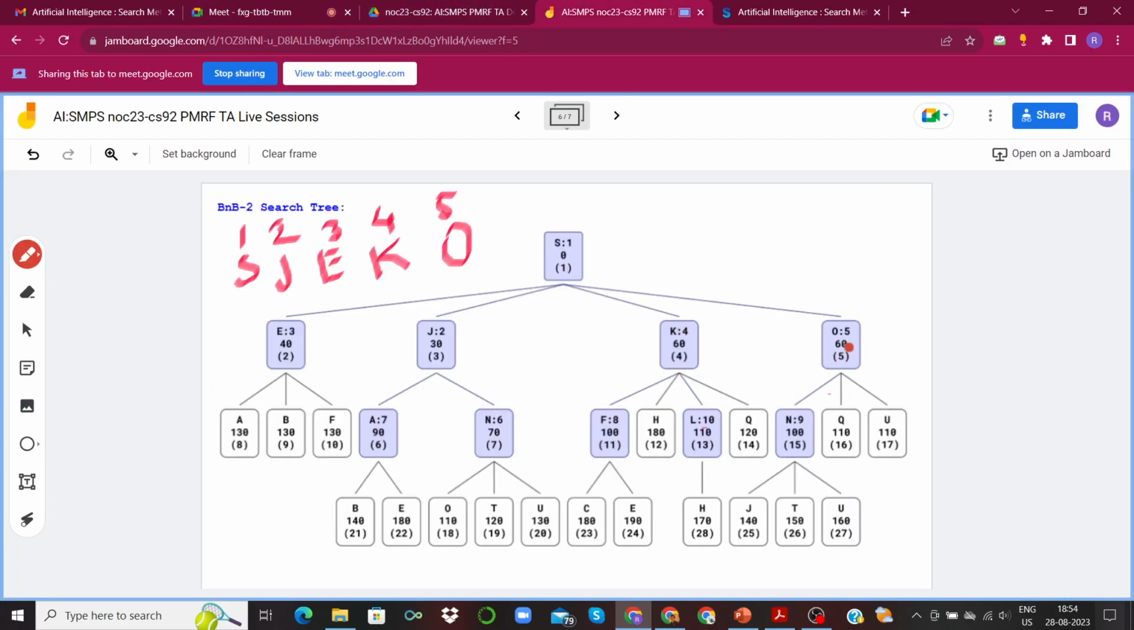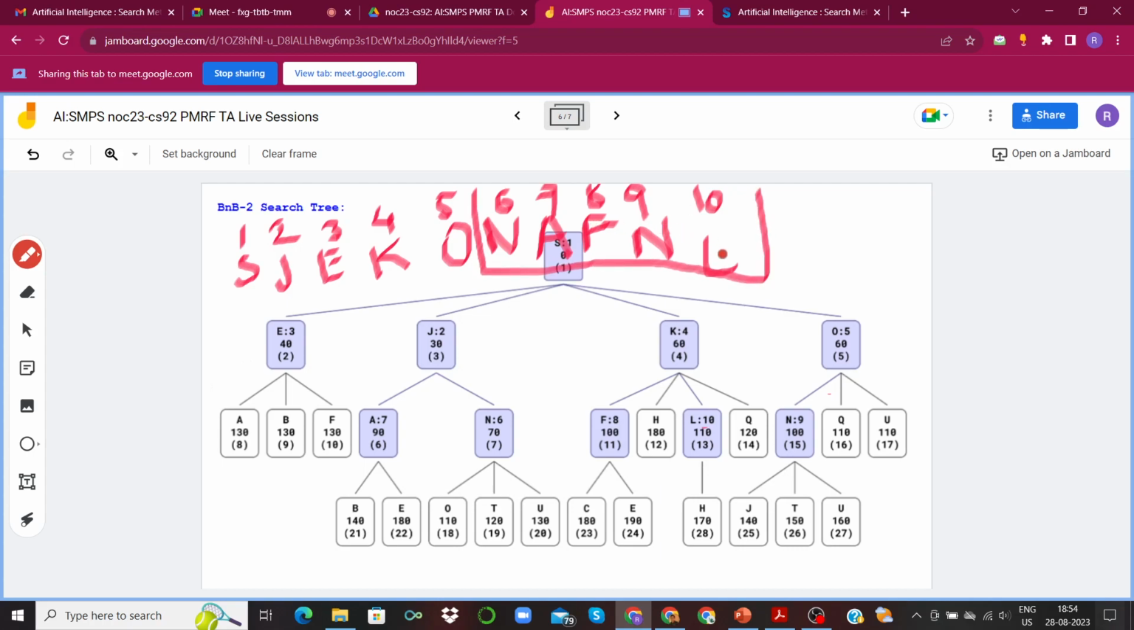Okay, so after O, we explore N, which is 6. Then we explore A, which is 7. Then we explore F, which is 8. Then N, which is 9. And then L, which is 10. So here the 6th to 10th nodes would be N, A, F, N, and L. So this will be your answer: N, A, F, N, L.